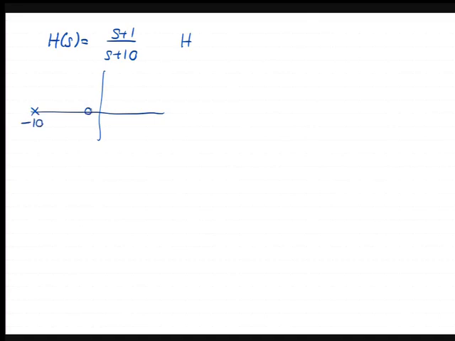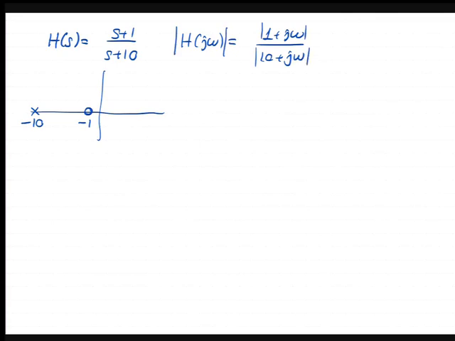You could, for example, now include a zero. You could say, what if H of s is s plus 1 over s plus 10? Well, that means the pole is at negative 10 and the zero is at negative 1. H of j omega is 1 plus j omega over 10 plus j omega. So the norm of H of j omega is the norm of 1 plus j omega over the norm of 10 plus j omega.